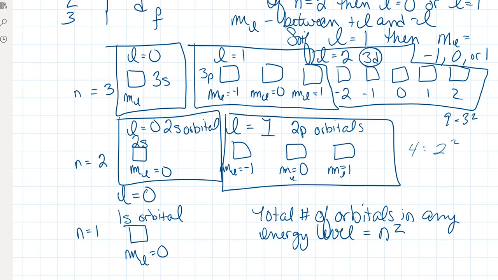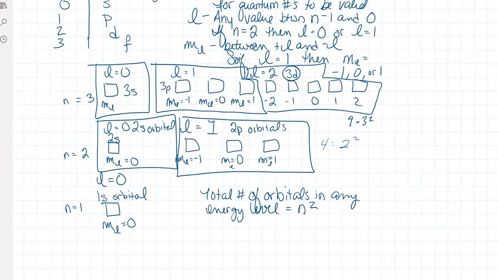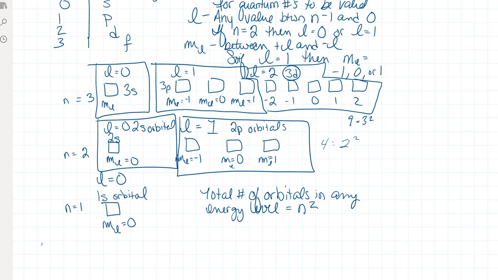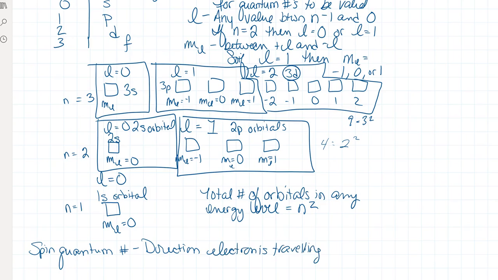There's going to be one final quantum number that we can look at for this, and this helps to distinguish one electron from another. This goes to the final quantum number called the spin quantum number. And this has to do with the direction the electron is traveling. In this case, you can see that your m sub s, your spin quantum number, is equal to plus or minus 1/2.